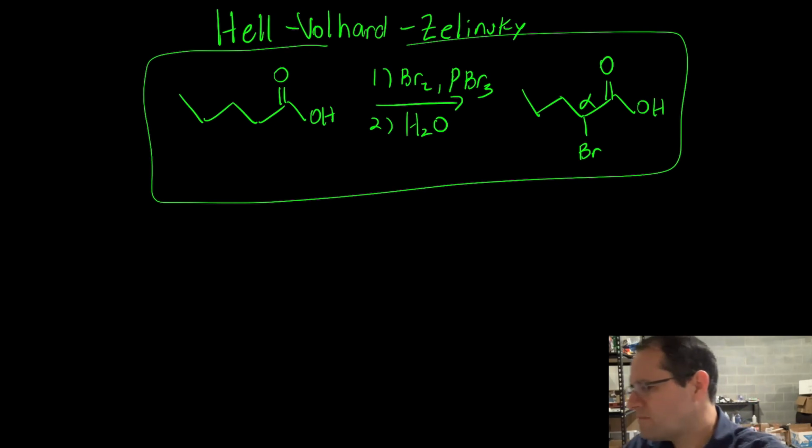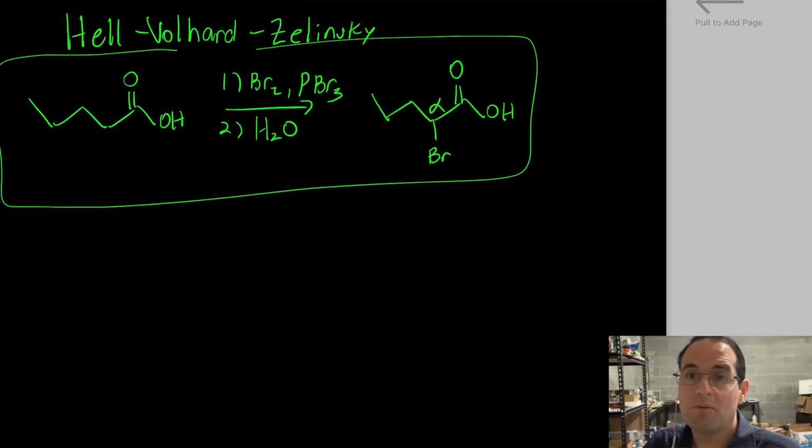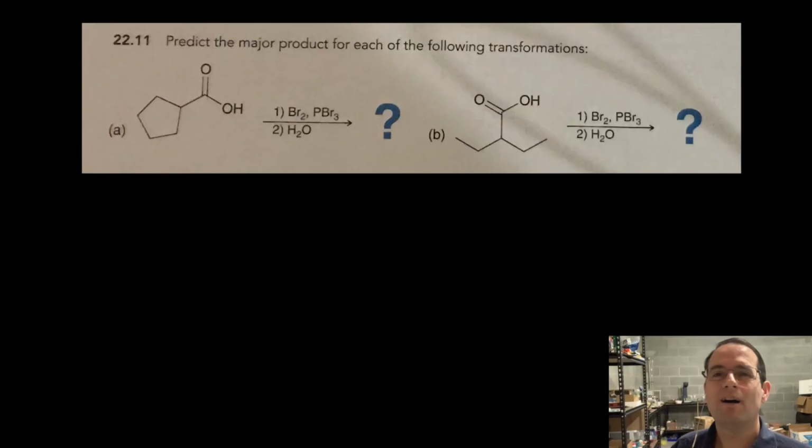So before we jump into too much stuff, let's do some practice problems. Problem 11 looks pretty good. Okay, this problem is fairly simple. It asks us to predict the products, and you need to remember that this carbon right here is the alpha carbon. It does indeed have a hydrogen. Let's draw it in. And so what we want to do with these reagent conditions is replace that hydrogen with a bromine atom, okay?